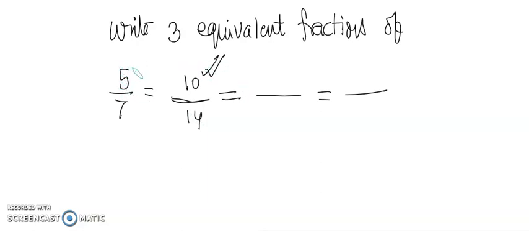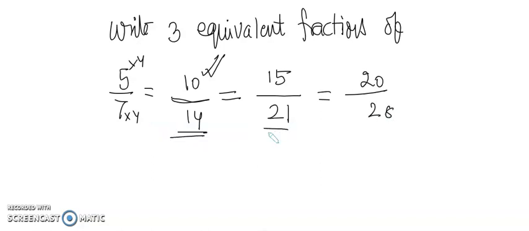Then you can write another equivalent fraction by multiplying by 3. So 5 times 3 is 15, 7 times 3 is 21. Again you can take any number, so I will take 4. 5 times 4 is 20 and 7 times 4 is 28. So these are called the equivalent fractions.